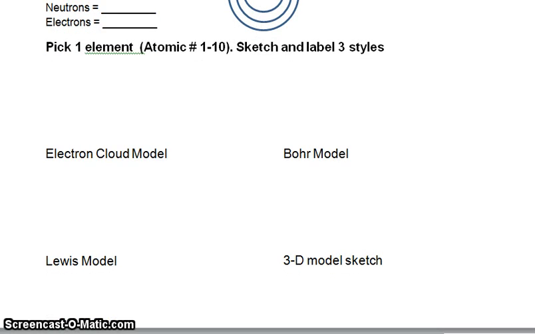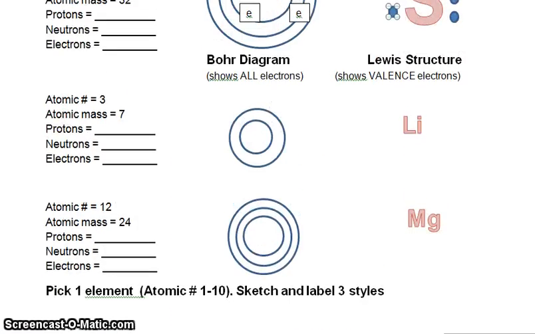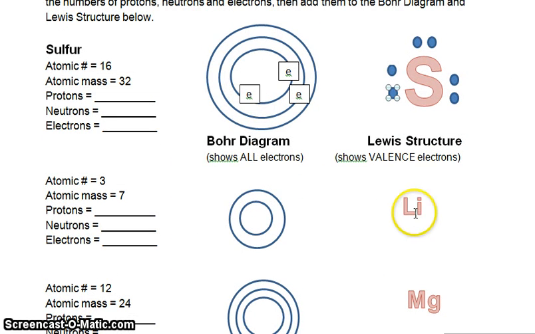and then come down here, and you're going to choose any element you want, and you are going to create a model for the electron cloud model. You'll look in your textbook to see how to do that, a Bohr model example, and a Lewis model. Now, the only 3 elements that you cannot choose are the 3 elements that you've already done up here, sulfur, and then these other 2 mystery elements, which you'll find out about in a minute.